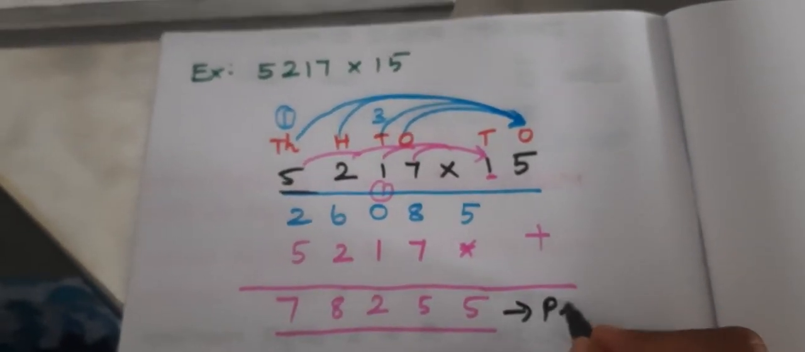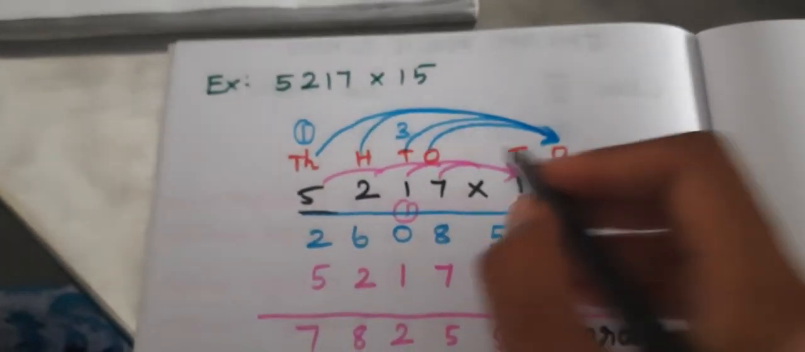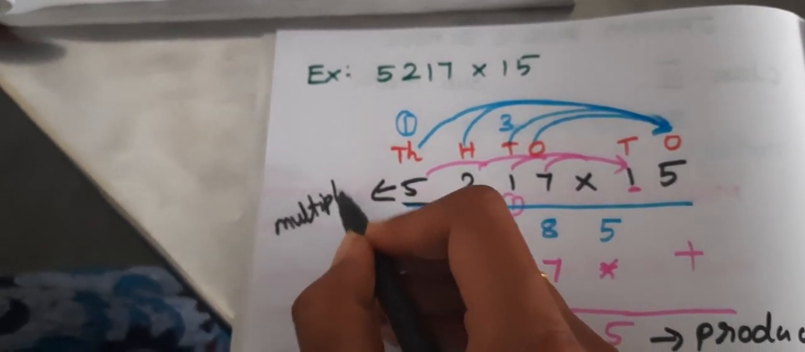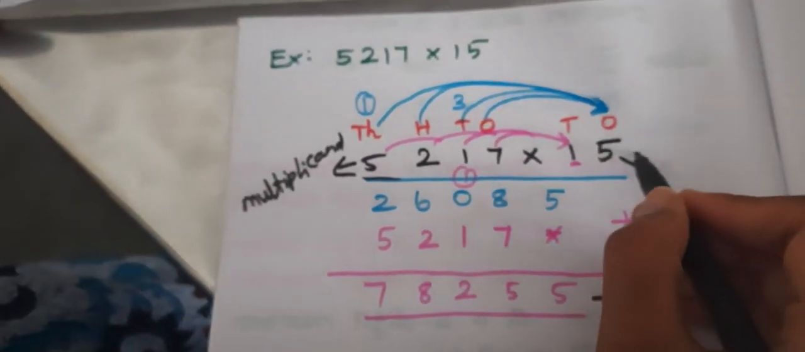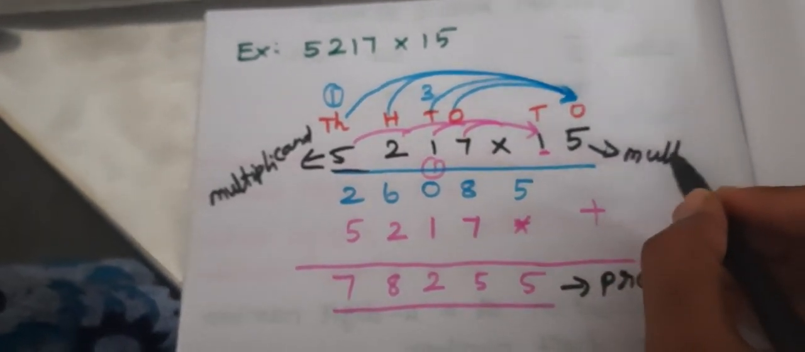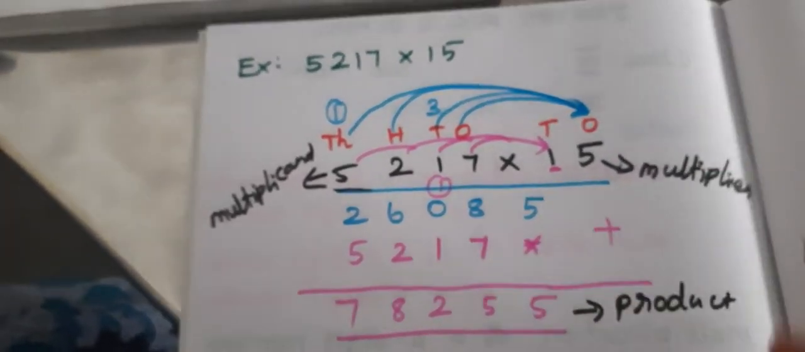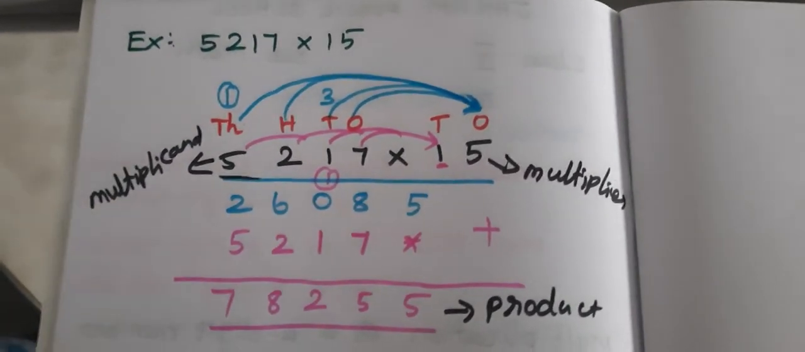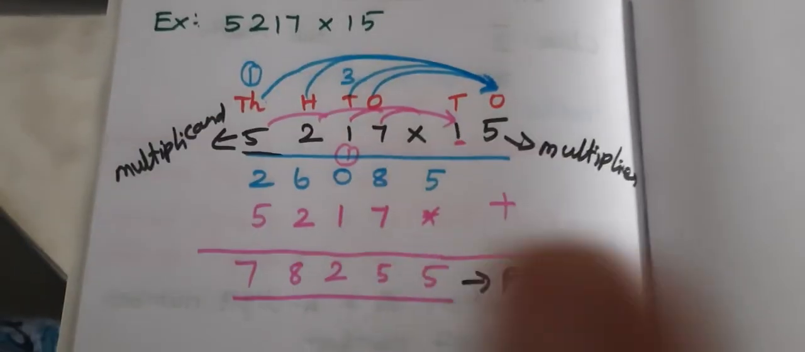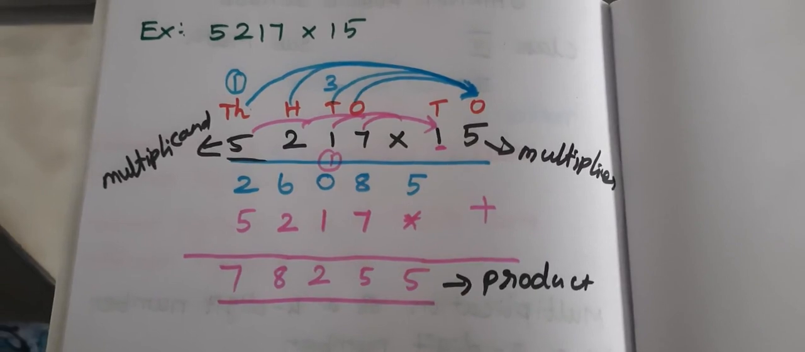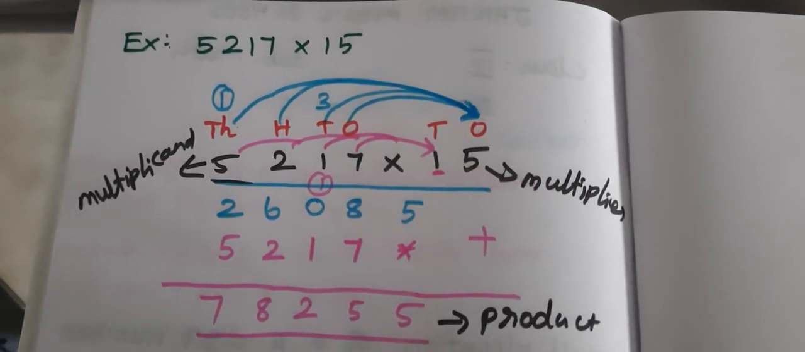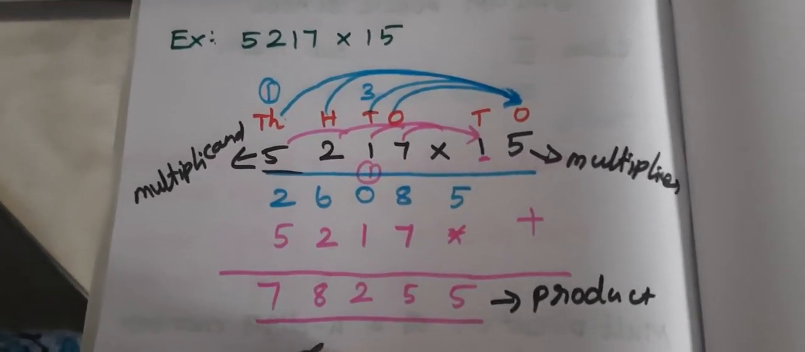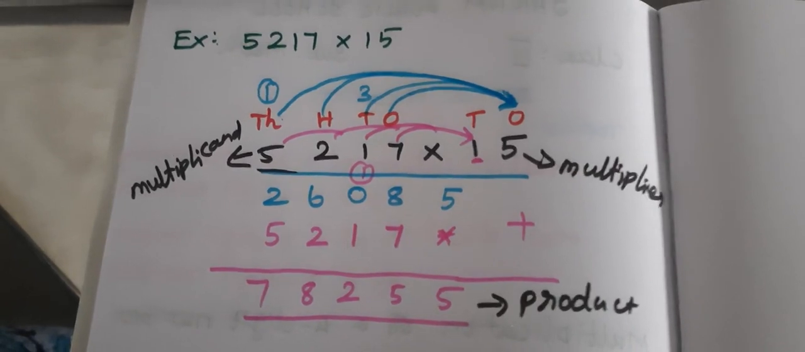This one is the product. The first number is the multiplication, and this one is the multiplier. So today we saw two methods. One is arranging column wise and doing the multiplication. The other is the horizontal method, which is easy for you, so you follow it. Okay, do you have any doubts? Shall we move to the next one?